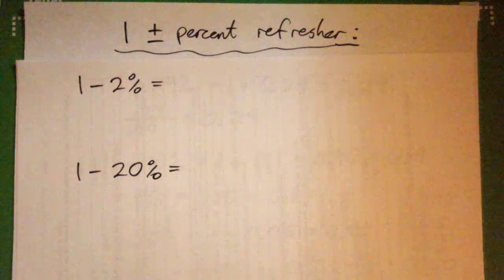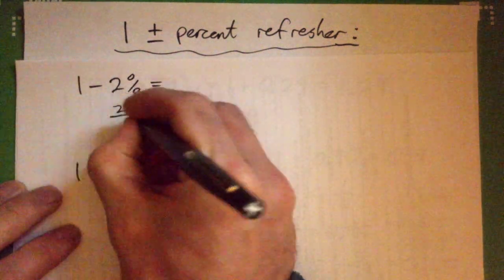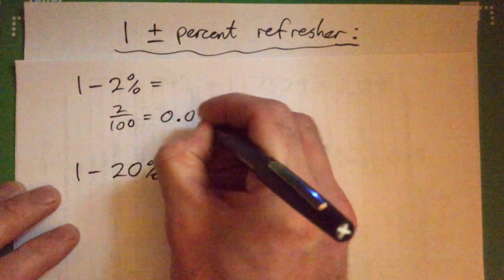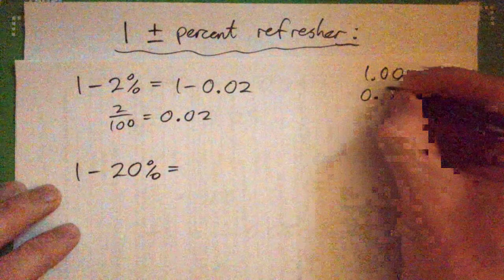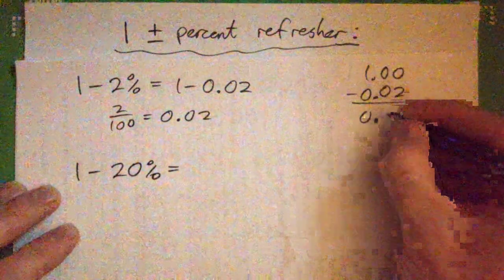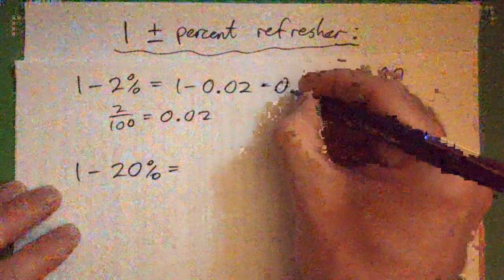Everybody press pause on the video, do both of these: 1 minus 2%, figure it out, and then 1 minus 20%. I want everyone to meditate on the difference between 2% and 20%. Off you go, take your time. Press pause on the video and then I'll go over it. 1 minus 2%: 2% is 2 hundredths, which is 0.02. So 1 minus 0.02 becomes 0.98, 98 cents.